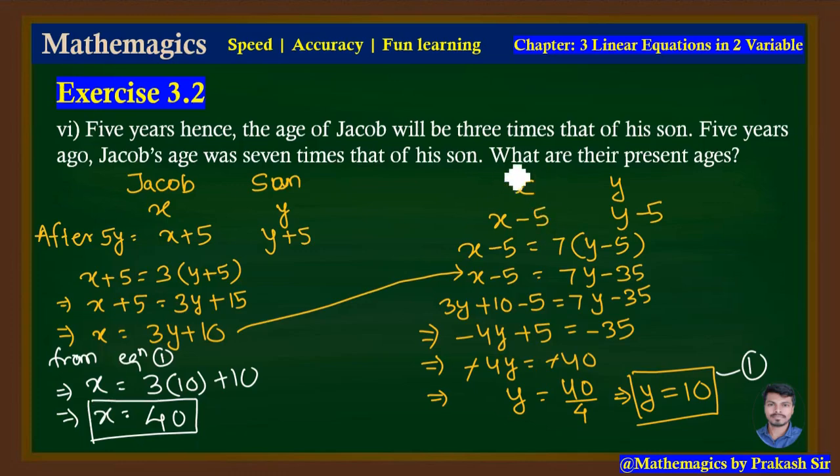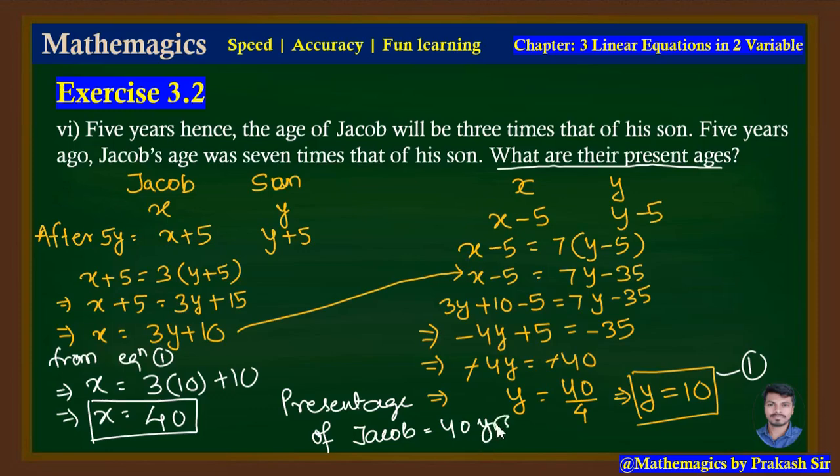What is the question asking? What are their present ages? So here we can say that the present age of Jacob is equal to 40 years and his son is equal to 10 years. And this is the final answer.